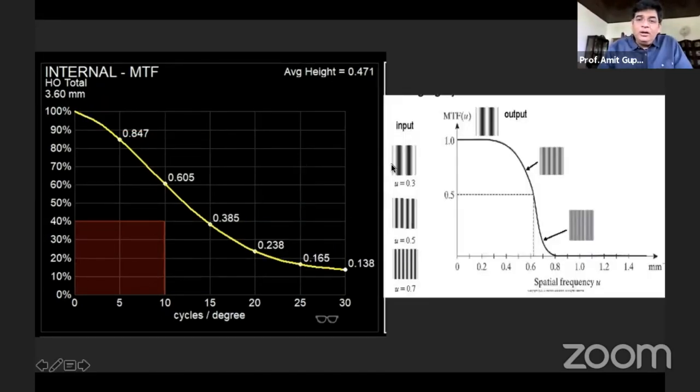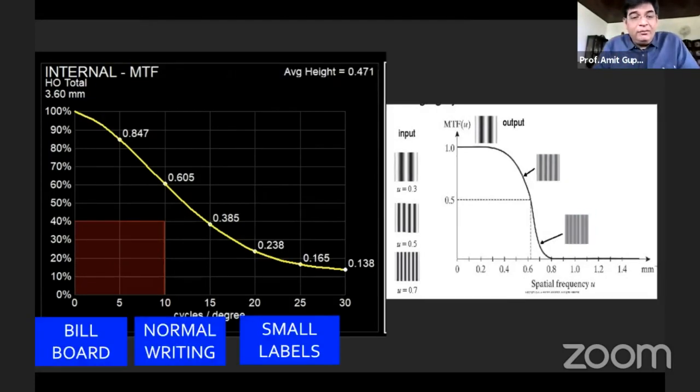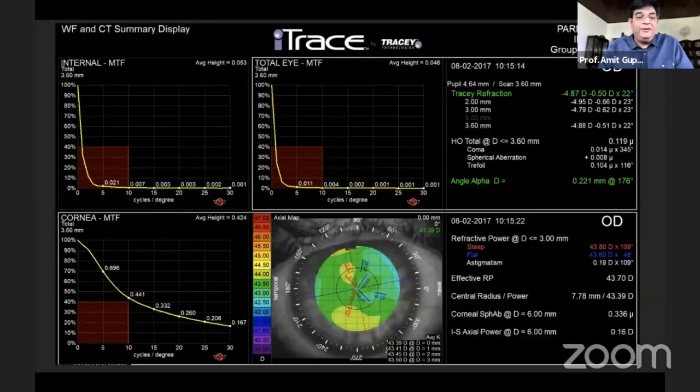Although it's a little complicated to understand, basically, if we look at these gratings, once they get closer together, they will start blurring. In very practical terms, if we are at the beginning with a high contrast of 100%, it would be something like reading a billboard. Once we move towards the right, it resembles the amount of effort we take to read normal writing. And as we go further down, it would be something like reading small labels on prescription bottles, which are very difficult to read.